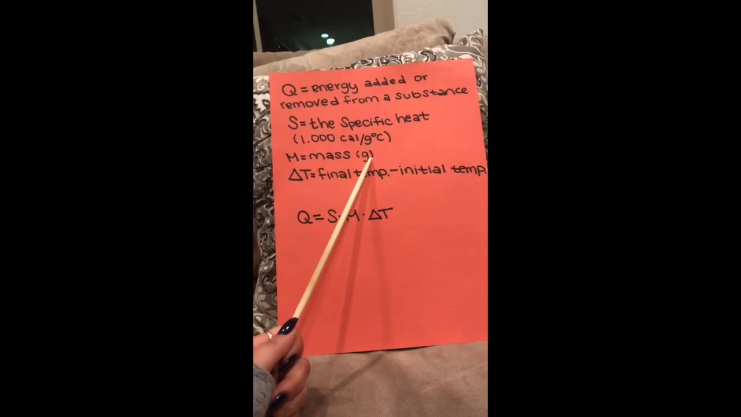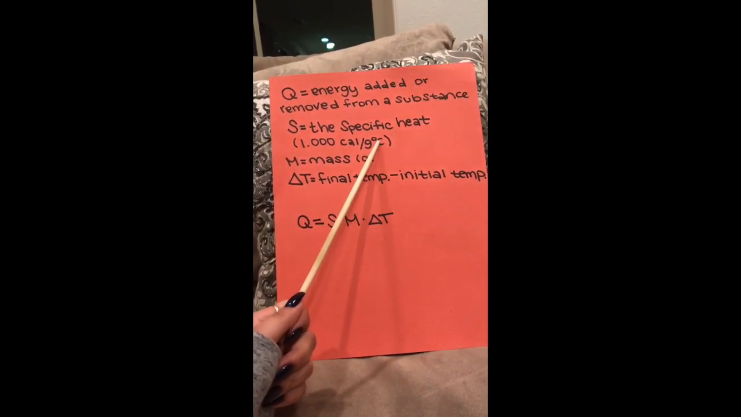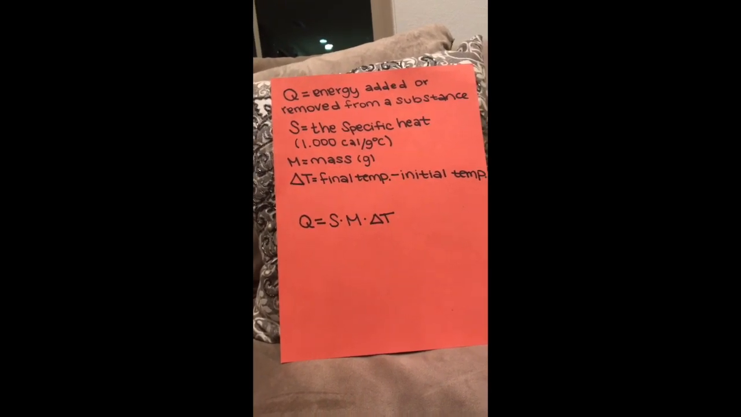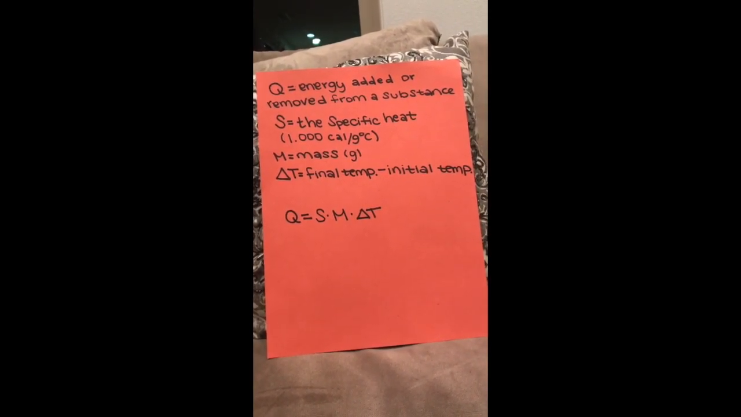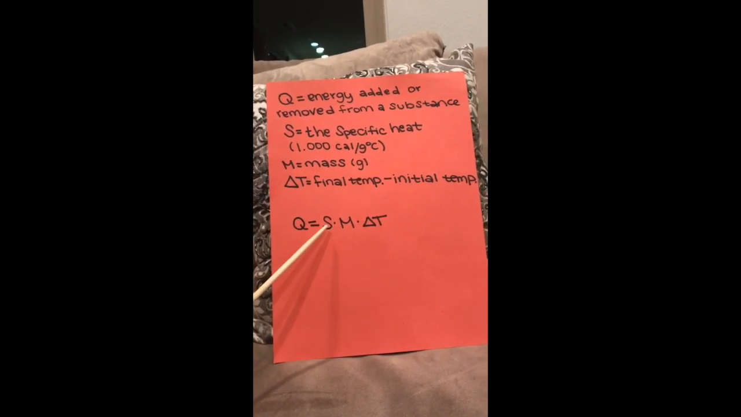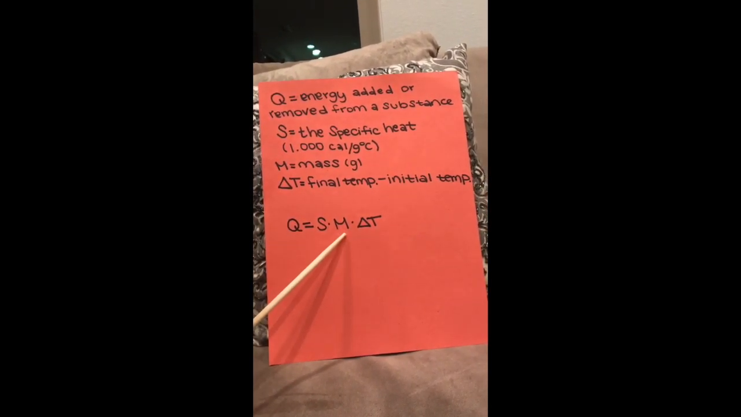It is important to make sure that all of your given labels coordinate with each other. If not, it is important that these numbers are converted before moving forward with the formula. Mass can be given in kilograms, so the Celsius would have to be converted to kelvins. Now that we have determined what each letter symbolizes, our formula is Q equals S times M times delta T.